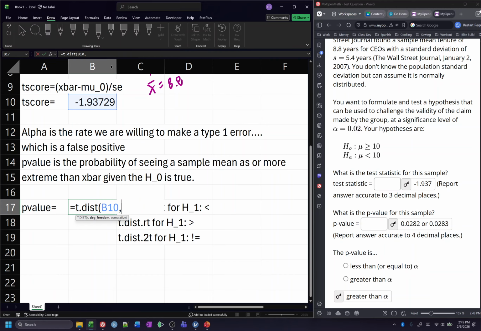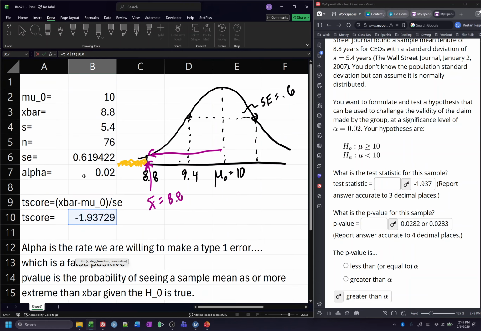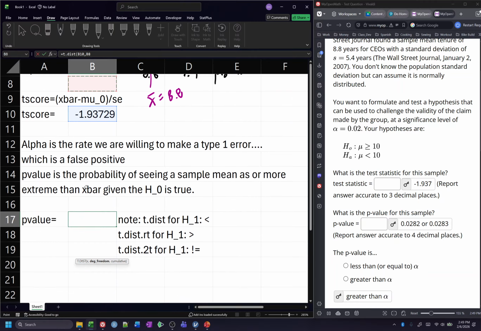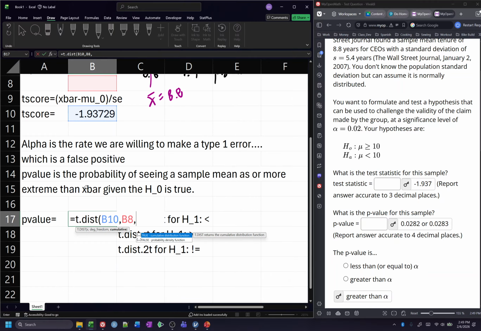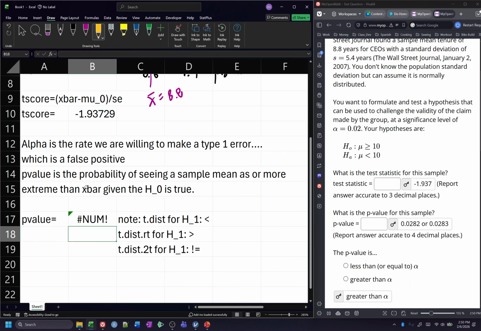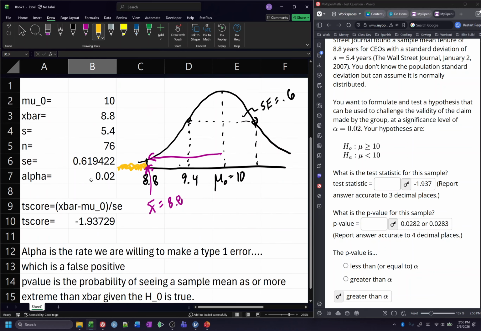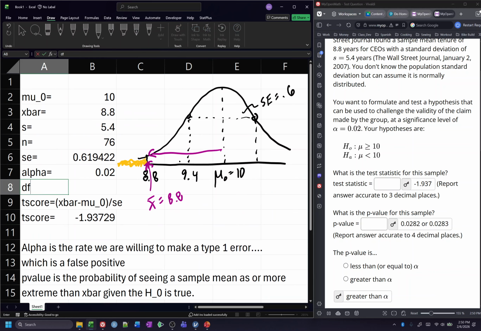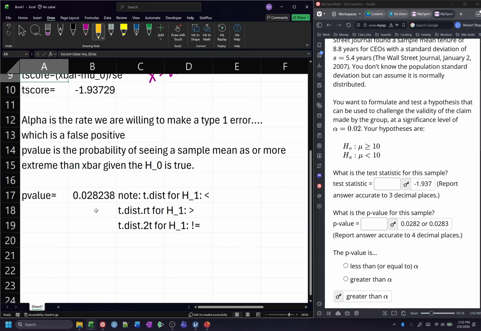Then comma. It wants degrees of freedom, and shoot, we did not calculate degrees of freedom. I'm just going to click here for a second. Then we need another comma, and one more argument, which asks whether you want cumulative or the probability. For all of our work, we're just going to type in the word true, and hit enter. It's really angry at me because I don't have the degrees of freedom. Let's go back here. The degrees of freedom is equal to the sample size minus 1. And we'll hit enter.